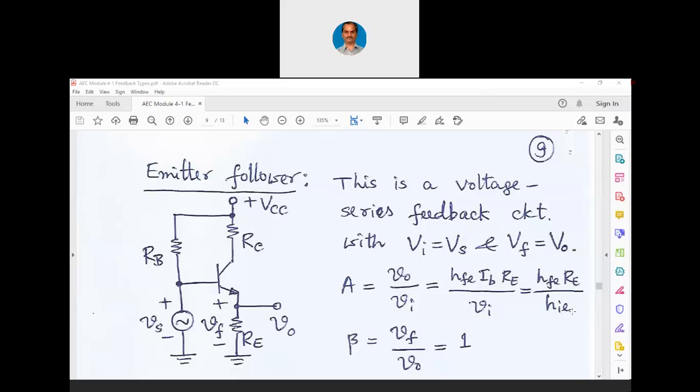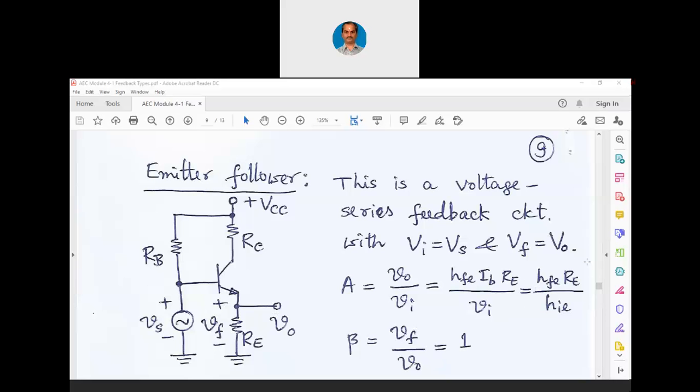Even though we had seen earlier that the gain of emitter follower is almost equivalent to unity, that we had derived earlier, we are going to have it now also here, but we are discussing emitter follower with a different angle now. We are discussing as if it is a negative feedback circuit. Now, beta is Vf by V0. Vf is V0 only, right? Actually, output voltage itself is the feedback voltage here. So Vf by V0 is basically unity in this particular case.